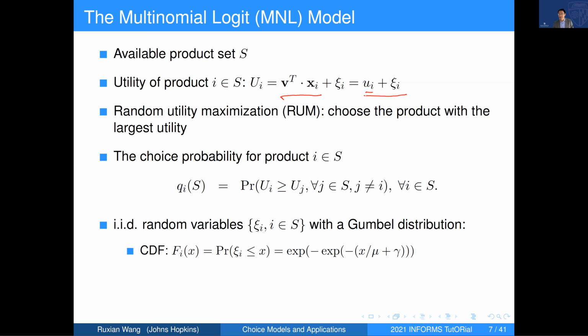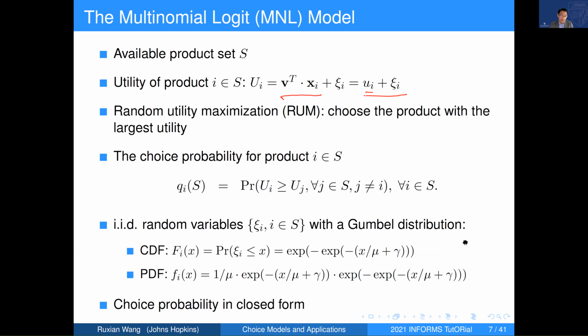Here we have the scale parameter mu, and you can see the CDF. Sometimes we call it a double exponential distribution or type 1 extreme value distribution. And we can get the PDF. For this one, we can have the choice probability in closed form.